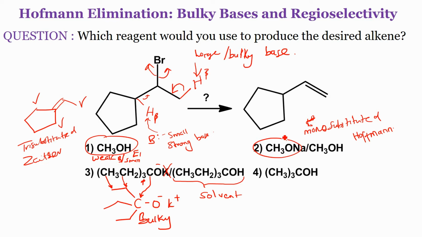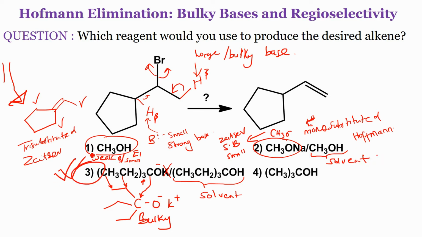This one right here is CH3O negative. That one is a small base, a strong base, but it's small. So this should have given you the Zaitsev, which is this. This would have been the major if you used choice 2. Again, the methanol right here just plays the role of a solvent. So I agree. The answer is 3.